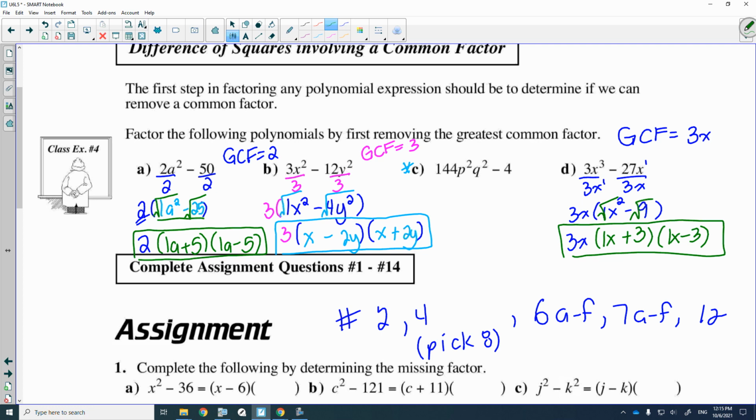Let's look at C. I'm going to show you why I don't like C. So I wouldn't put C on a quiz, but you never know if you would see it like on a final exam, right? All of these questions we've been doing by GCF. So there's a GCF of this one. What's the GCF between 144 and 4? Yes, the GCF is 4. So let's GCF that out. Let's factor that out. So 144 divided by 4 is 36. And you're going to get p squared q squared minus 4 divided by 4 is 1.